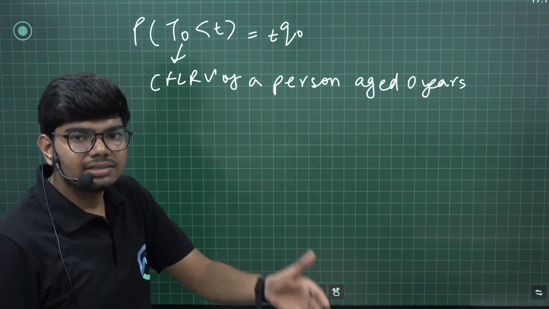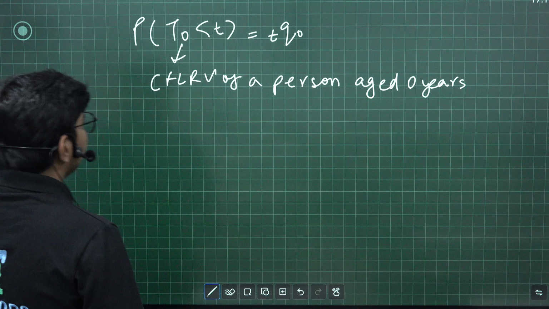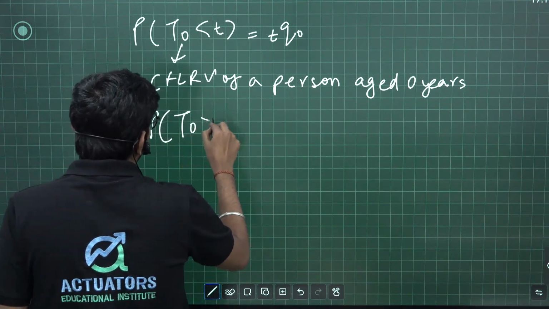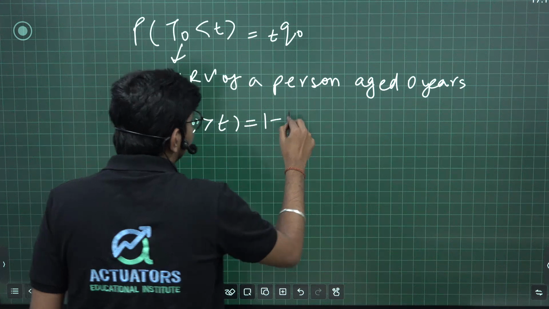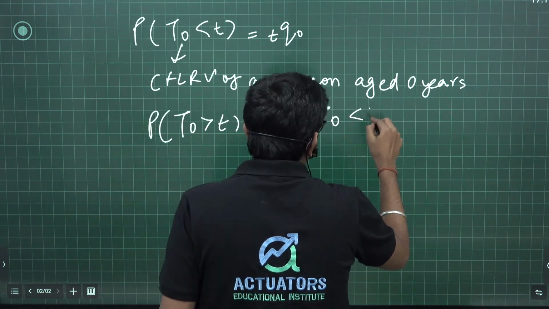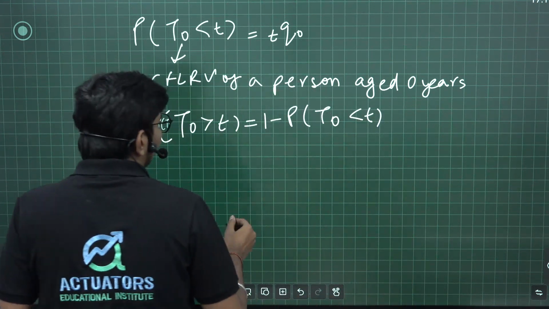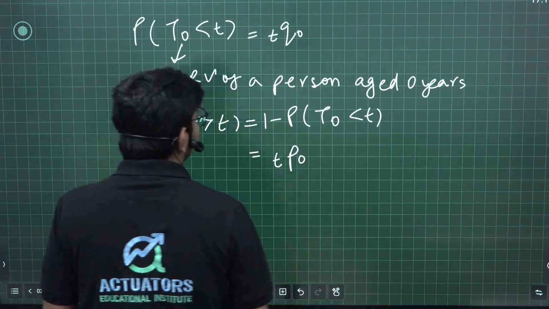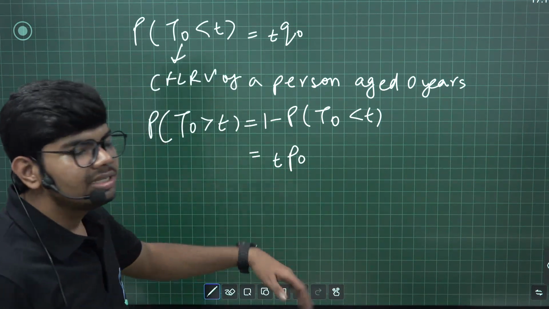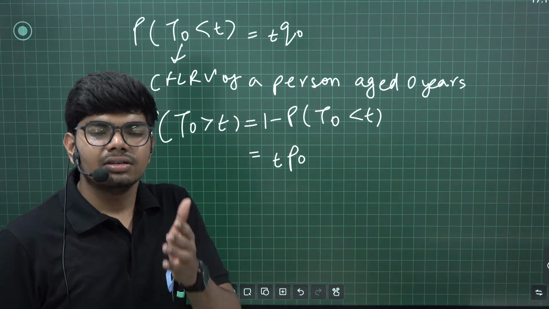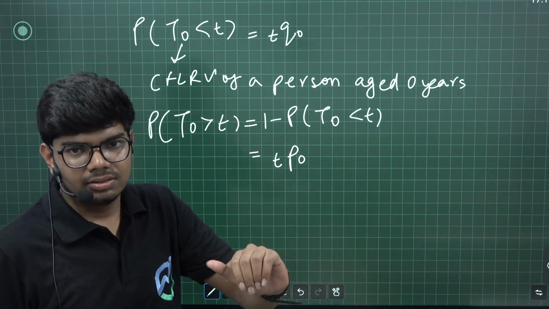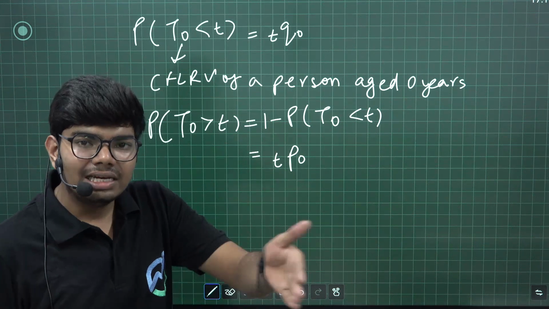This is tq0, and we also have the probability that T0 is greater than T, which essentially means 1 minus the probability that T0 is less than T. You are big enough to know how we are deriving this relationship, but there is a separate notation for this, which is tp0, which essentially means the probability of measuring whether a newborn baby would live for at least T more years.